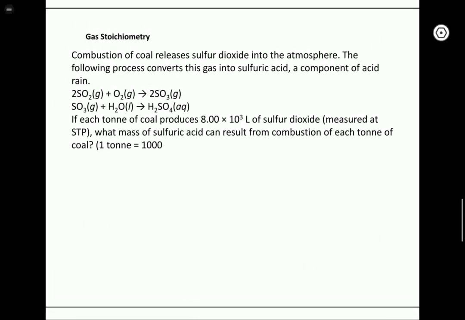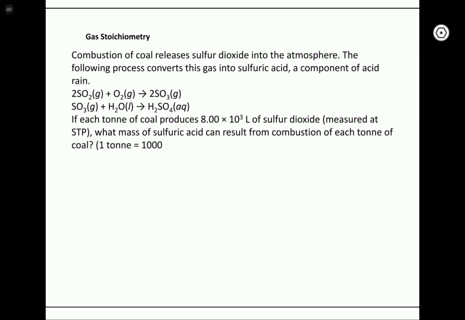Okay, so this first one here was by request, and it was one that we also had trouble with as a whole. So here we have combustion of coal releases sulfur dioxide into the atmosphere. The following process converts this gas into sulfuric acid. So basically we're taking sulfur dioxide, it gets oxidized in the atmosphere to make sulfur trioxide, SO3, and then that SO3 reacts with H2O to make H2SO4. Maybe hydrolyzed isn't the right word, but it reacts with water to make H2SO4.